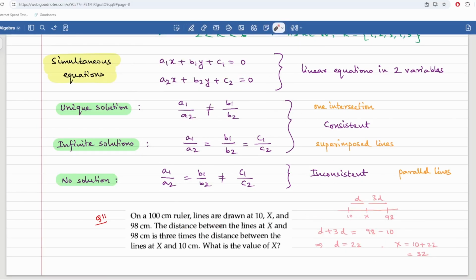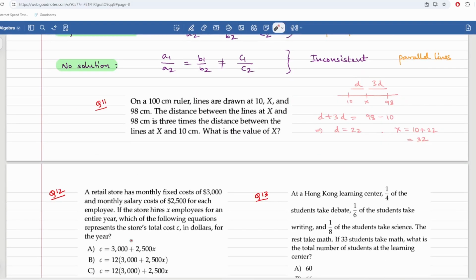So the line is drawn between 10 and 98, right? Let us take the distance between 10 and x to be d and the distance between x and 98 to be 3d. Then I know that d and 3d add up to the distance between 10 and 98, which is 88. So d is 22. So x is located at 10 plus 22, which is 32. Alright, the answer is 32. Very easy problem. Two more questions.